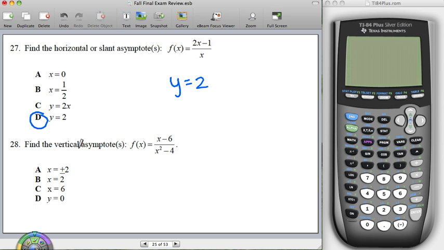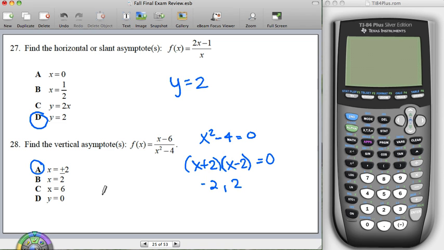28, find the vertical or horizontal asymptote. Since my degree in my denominator is bigger than the degree in the numerator, these are vertical asymptotes, not horizontal asymptotes. I should read the question first. So vertical asymptotes are the zeros of your denominator. My denominator was x squared minus 4, so I'm looking for when x squared minus 4 equals 0. Sorry about that, guys. So I have one at -2 and +2. x equals, because it needs to be vertical.